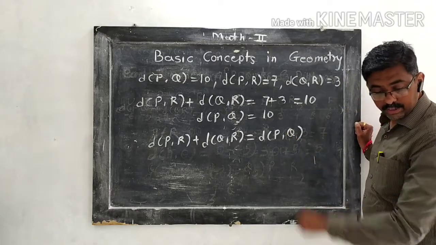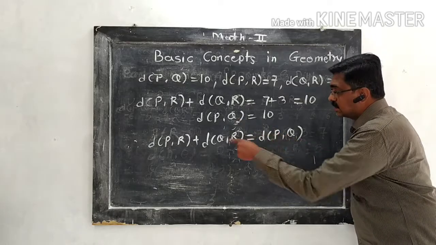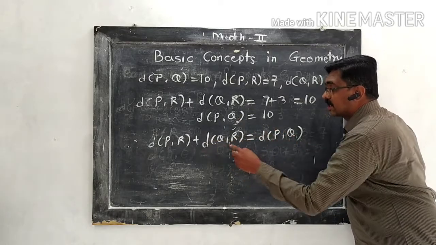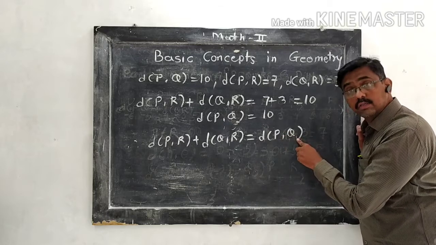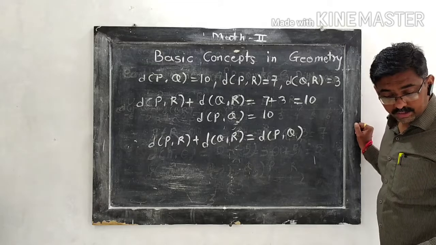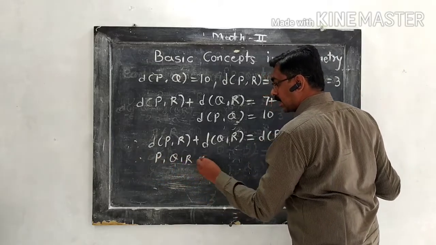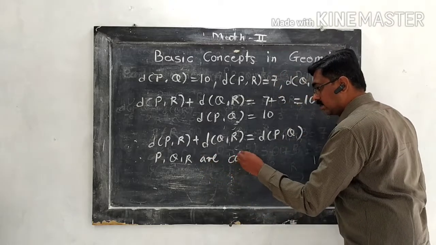So it tells us that the three points are collinear, as the addition of two distances is the same as the third distance. So we can say these three points are collinear. So P, Q, R are collinear points.